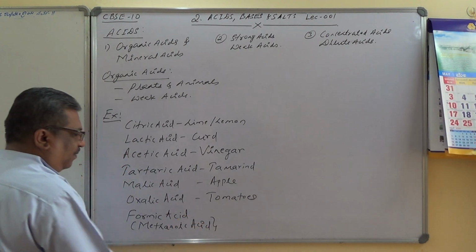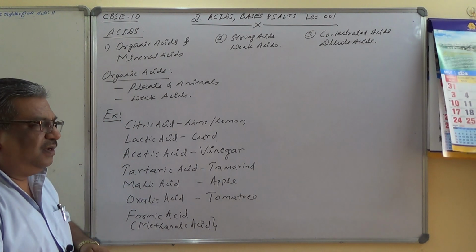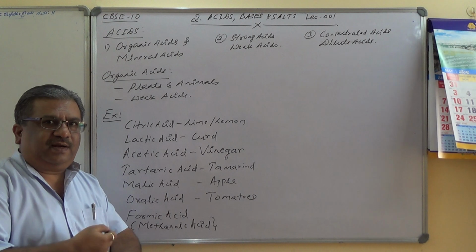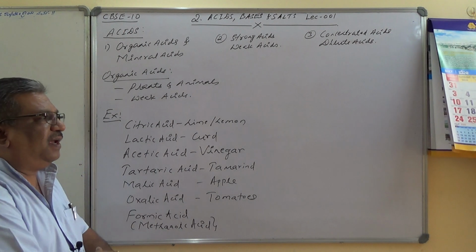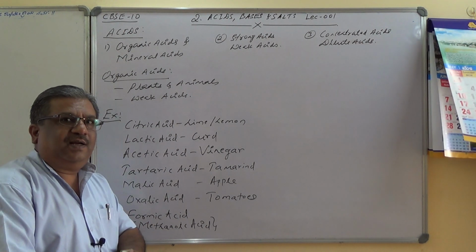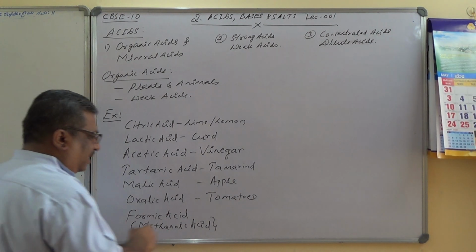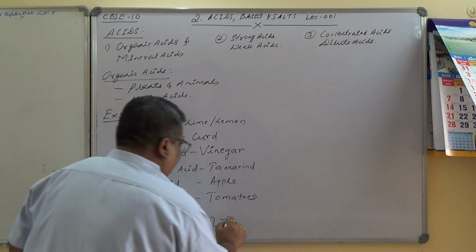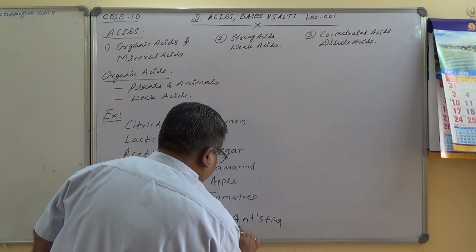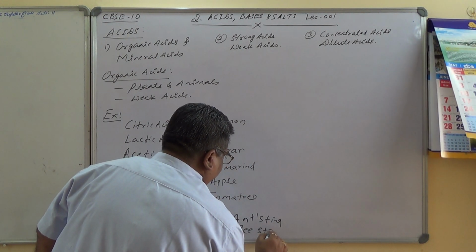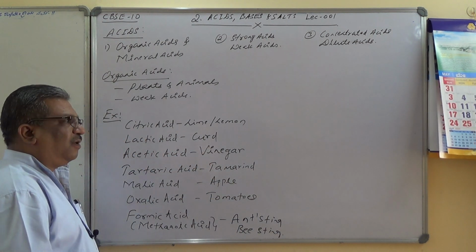This formic acid, methanoic acid, is present in ant sting as well as in bee sting. You know, we get irritated whenever there are ant bites as well as bee stings. So during that time we generally apply baking soda in order to neutralize. Anyway, we'll study those details. Formic acid, which is also called methanoic acid, is present in ant sting and bee sting. And in orange you can find ascorbic acid, etc.